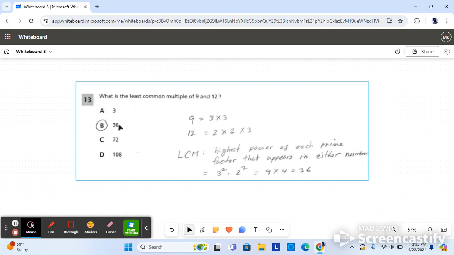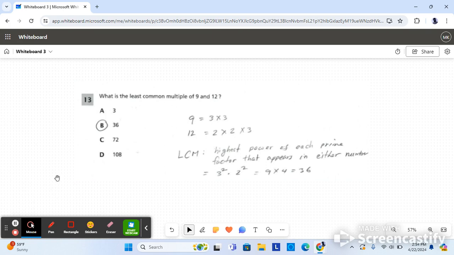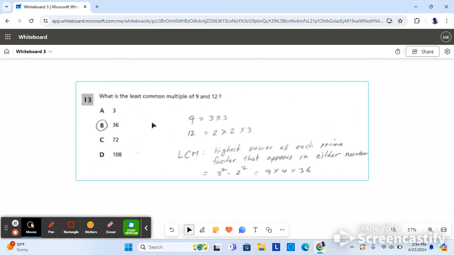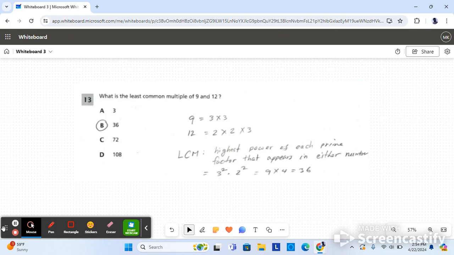And then the next greatest number is 36. 9 and 12, if you multiply 9 by 4, that gives you 36, and if you multiply 12 by 3, that gives you 36. So 36 is the least common multiple of 9 and 12. You don't even have to check the other answers, because even if they might be common multiples, they're not the least common multiple. They're not the smallest number that is a common multiple of both of them. So B is the correct answer for number 13.